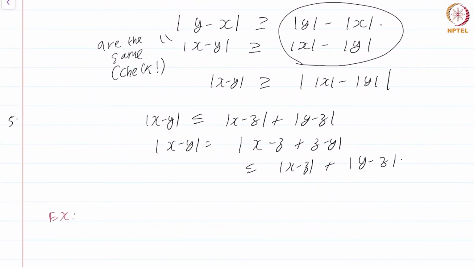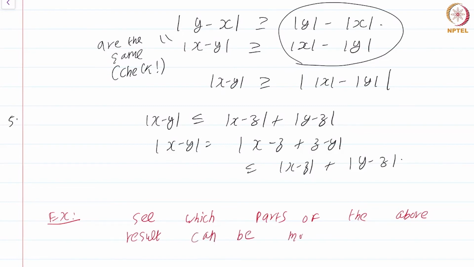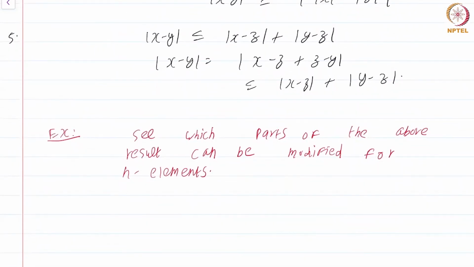See which parts of the above result can be modified for n elements. We had only 2 elements, or at the max 3 elements. Think over which of these properties can be extended to many elements.